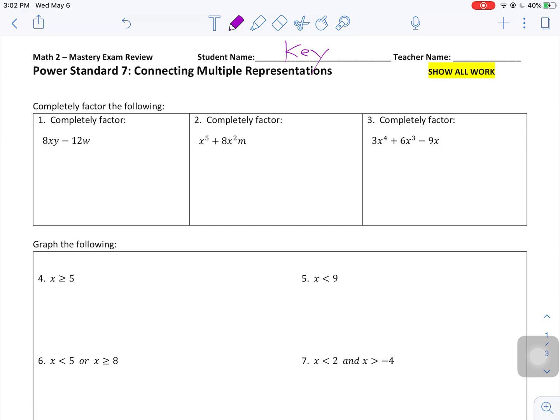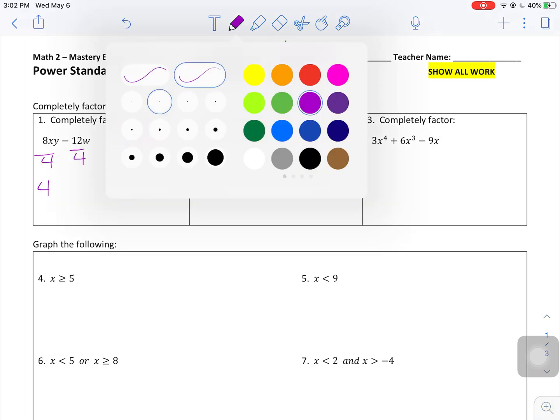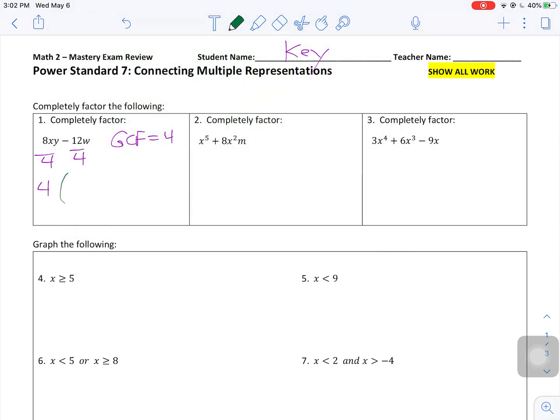Number 1, completely factor. Anytime you're factoring, you want to divide out a greatest common factor if one exists. When I look at those two terms, both terms are divisible by 4, and they do not share any variables in common. So I divide out the 4, and then for the leftovers, 8 divided by 4 is 2, and the xy drag down. Negative 12 divided by 4 is negative 3, and the w drags down. If you were to multiply your answer back out, you would get what you started with.